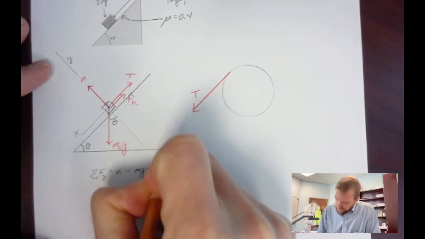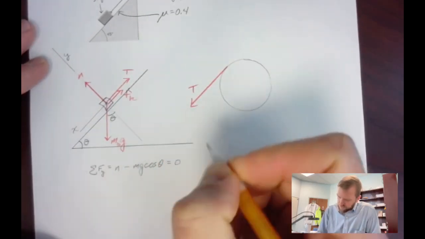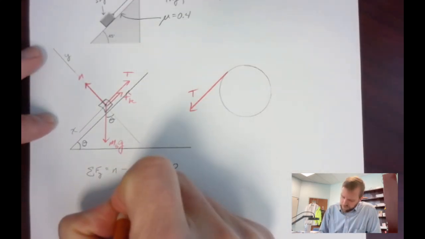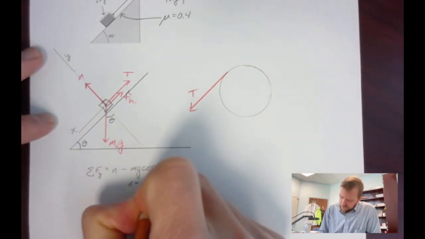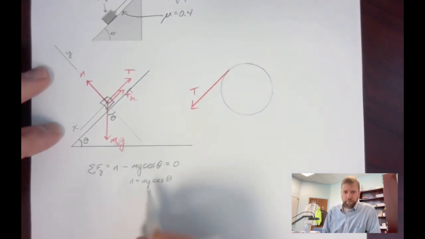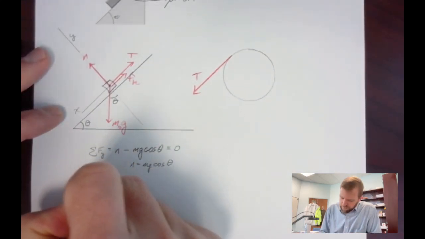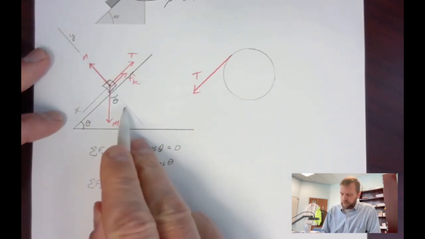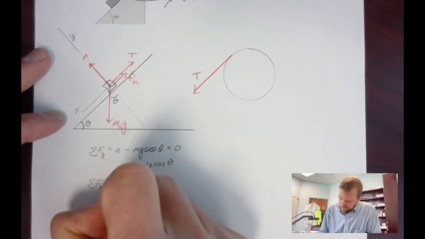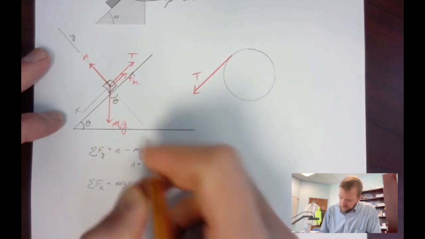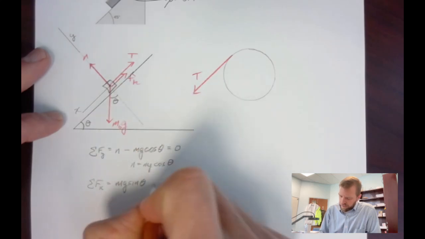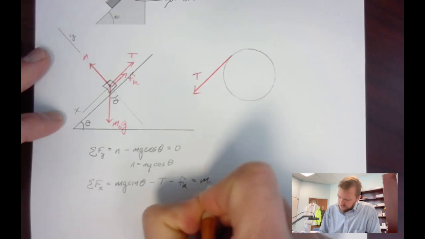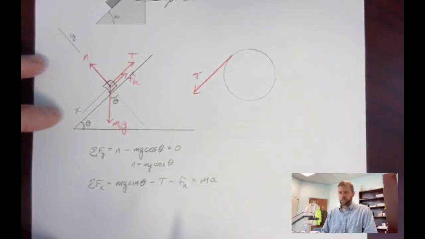The sum of forces in the y direction: N minus mg cosine theta equals 0, because there's no acceleration in the y direction. So this tells us that the normal force is mg cosine theta. And then we have the sum of the forces in the x direction. So I've got mg sine theta in the positive direction, and then I have tension and kinetic friction in the negative direction. This is going to equal mass times acceleration.